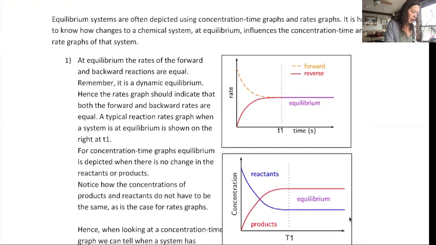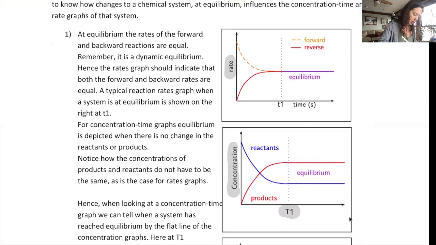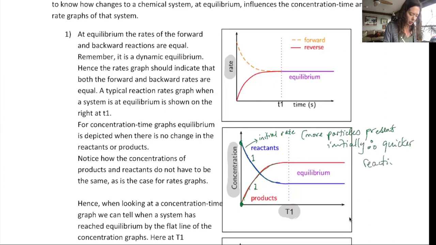Equilibrium graphs. So look here, there's a difference between the rate and the concentration versus time. In concentration versus time, at the start, zero products, the products increase. We have all reactants, reactants decrease. Notice that this looks like it would be a 1-to-1 ratio in the stoichiometry, because these rates are equal. The slope is equal. Also notice that the initial rate is faster, as that slope decreases. Why? Because we have more particles present initially, so we have a quicker reaction. That has more to do with kinetics, but there's no reason to not mention it.